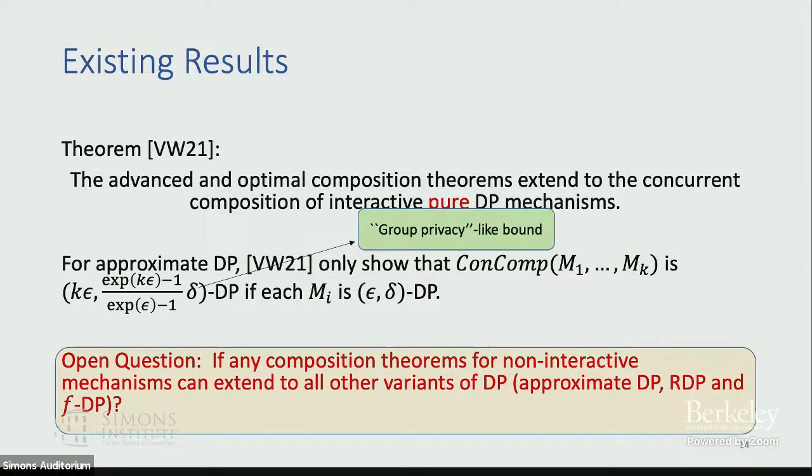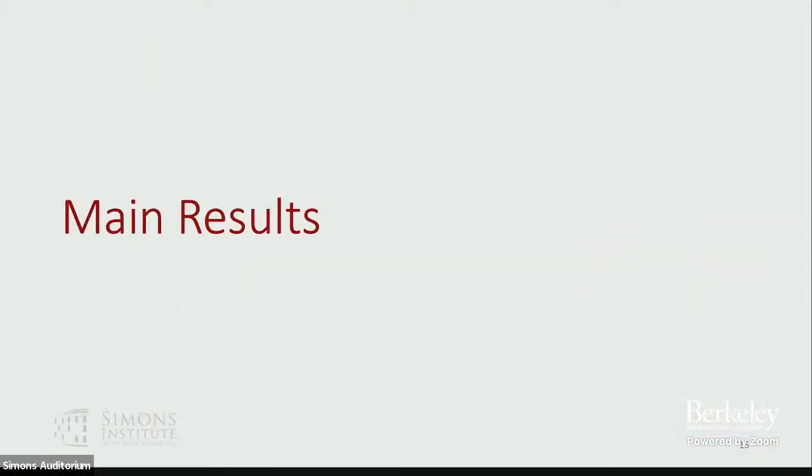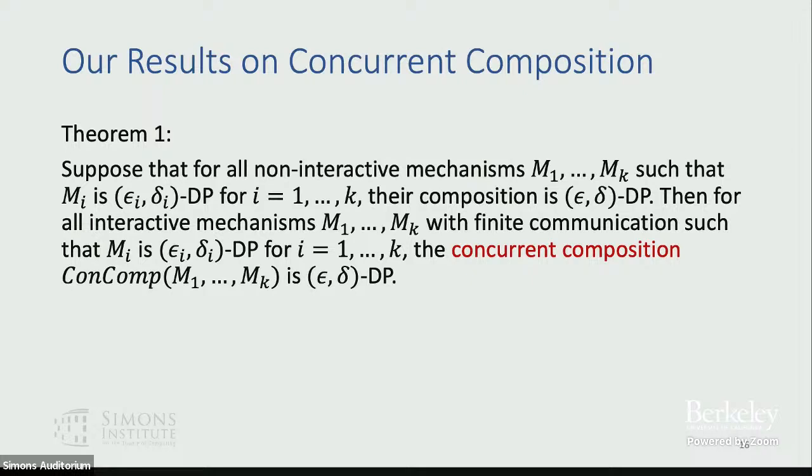And in our paper, the answer is yes. The composition theorems for non-interactive mechanisms can be extended to the interactive concurrent setting, and we don't have additional privacy loss. Formally, it says this. Suppose that for all non-interactive mechanisms M1 to Mk, such that each Mi is epsilon_i, delta_i DP, their composition is epsilon, delta DP. Then for all interactive mechanisms M1 to Mk with finite communication, such that each Mi is epsilon_i, delta_i DP, the concurrent composition is also epsilon, delta DP.